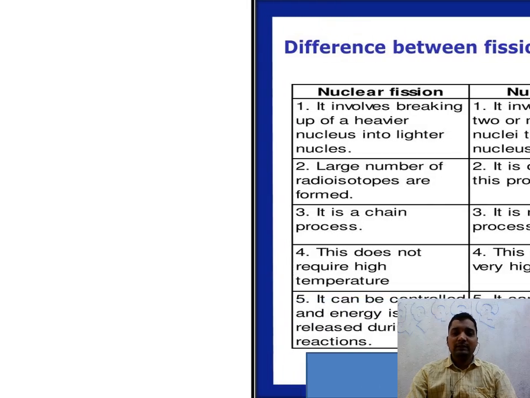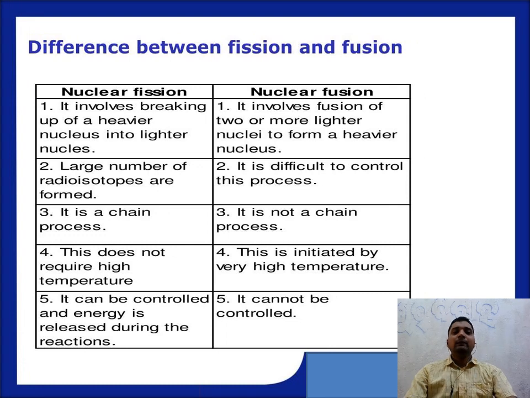Now the difference between nuclear fission and nuclear fusion. Fission involves the breaking of a heavy nucleus into lighter ones. Fusion involves two or more light nuclei joining together to form a heavy one. A larger number of isotopes are formed in fission, but in fusion no isotopes form. Fusion is difficult to control, but fission can be controlled. Fission has a chain reaction, controlled or uncontrolled, but fusion has no such chain reaction. Fission does not require any temperature, only one fast or slow moving neutron, but fusion is initiated by very high temperature. Fission can be controlled using cadmium rods, but fusion is very difficult to control. There are many more differences between them.